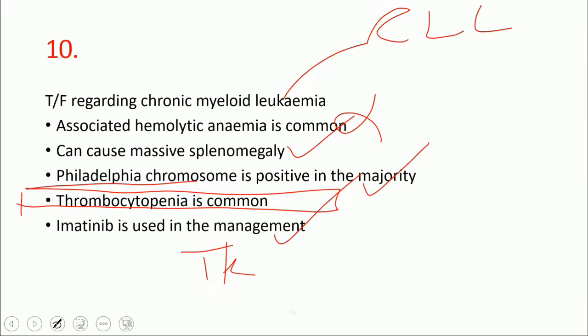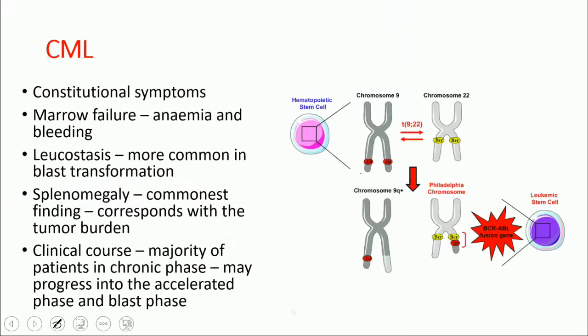Right? Very, very rare. This can suddenly transform into an acute leukemia, which is a bit of a dangerous situation, but that is rare. Right. Any questions about CML?